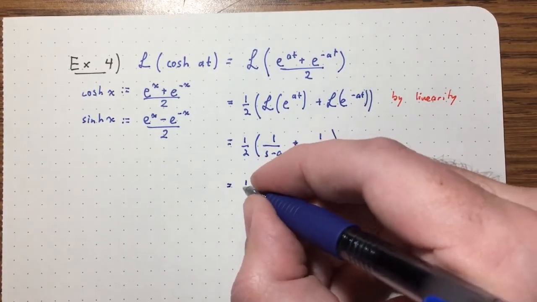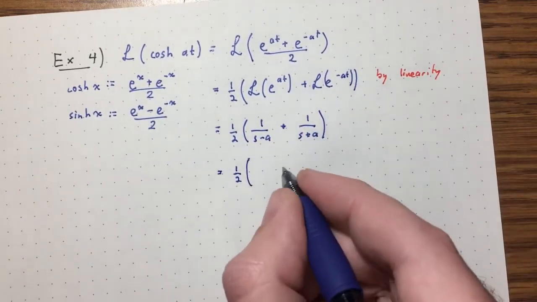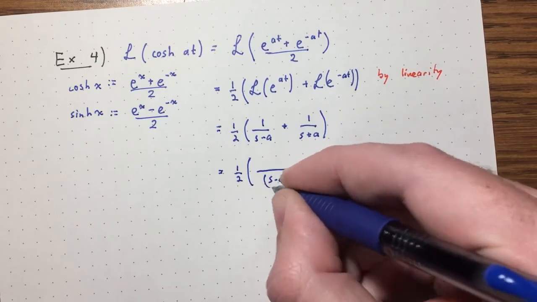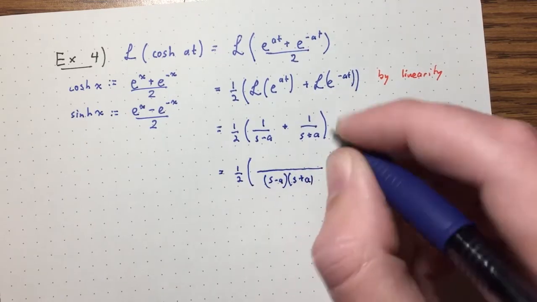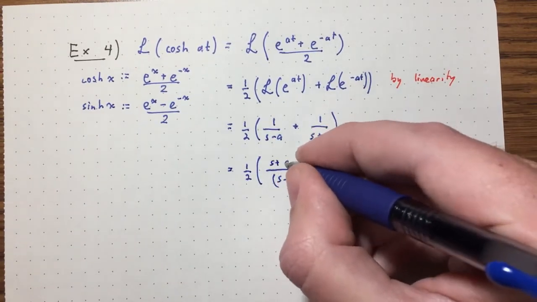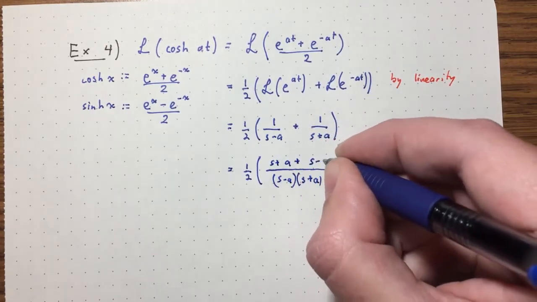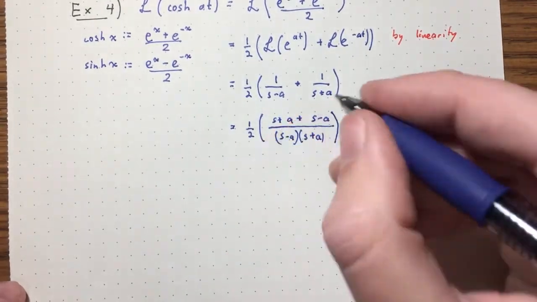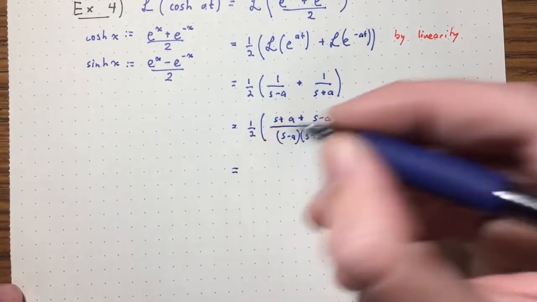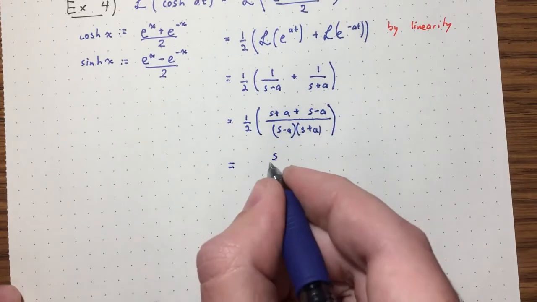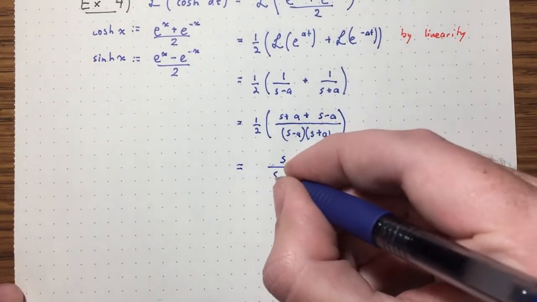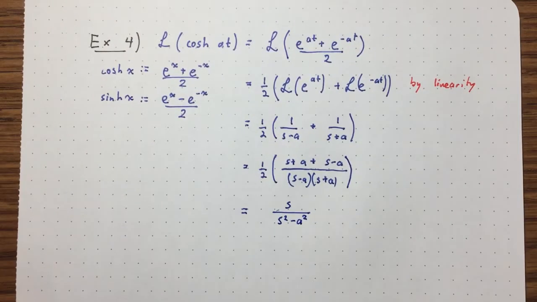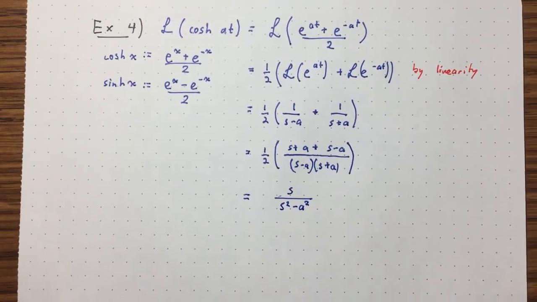Let's find a common denominator for these fractions. So the common denominator will be s minus a times s plus a. This one we have to multiply by s plus a over s plus a. This one we have to multiply by s minus a over s minus a. So we get this. But the a's cancel, and we get a 2s in the numerator. That cancels out with the 1/2. So we actually just get s over s squared minus a squared is our Laplace transform of the hyperbolic cosine.